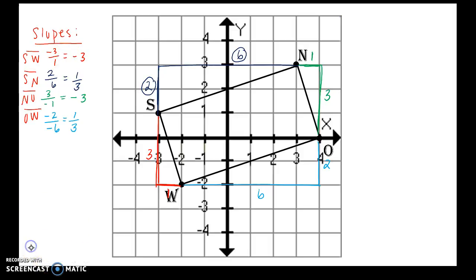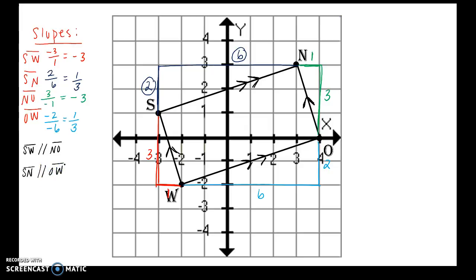Okay, so let's check out what we have here. SW and NO have the same slope. So SW and NO are parallel to each other. Secondly, SN and OW have the same slope. So SN is parallel to OW. SW parallel to NO, and SN is parallel to OW.